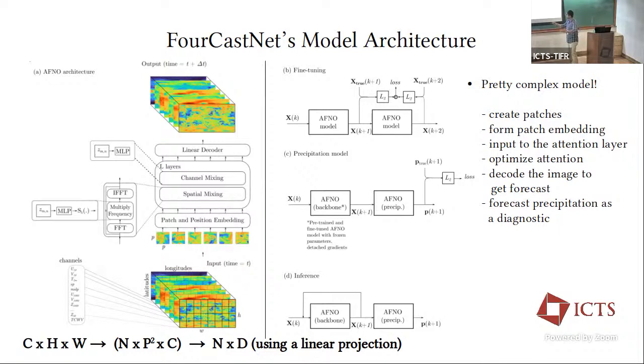Say it's a 2-dimensional patch right now with certain channels, so it's flattened into a vector, and then it's mapped onto a higher dimension D using a linear projection. So it's okay if you don't understand all of it. I mean, I can't claim to understand all of this as well.